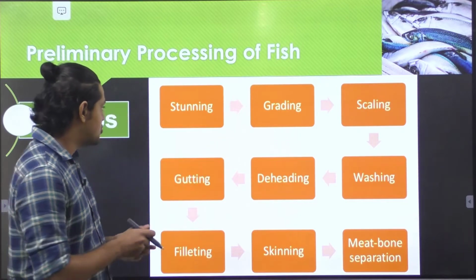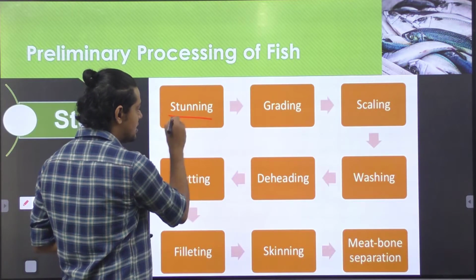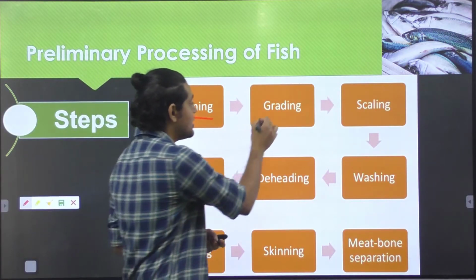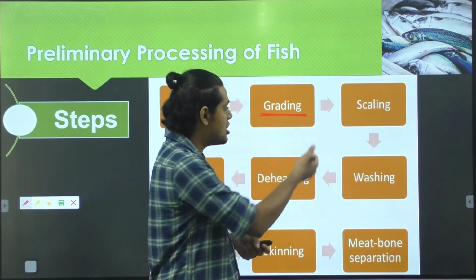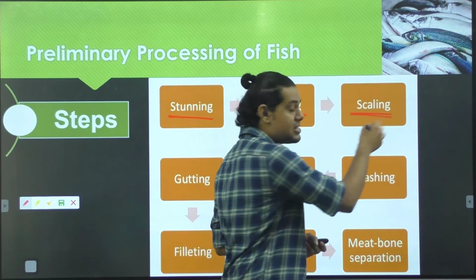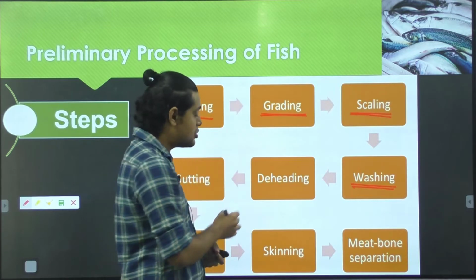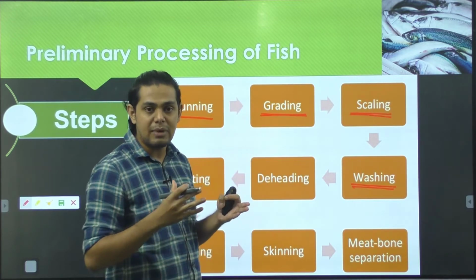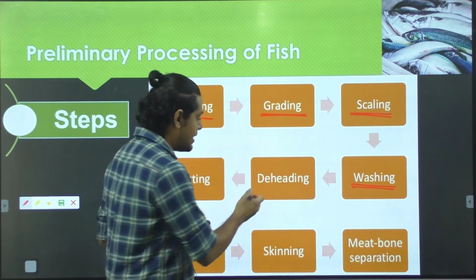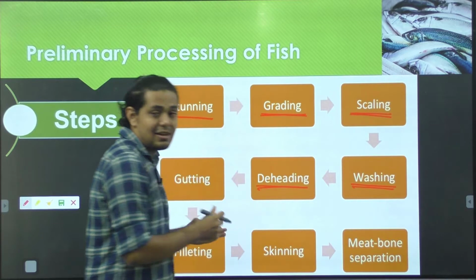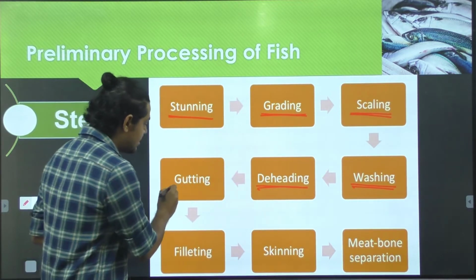The first one is the stunning operation, where the animal is rendered unconscious in a humane manner, and next would be the grading. The grading would be done as per the size and also the type of the fish, and the next is the scaling, where the scales of the fish will be removed, and then it will be subjected to washing to remove any kind of adhered extraneous matter which might contain bacteria and other types of microorganisms. The next one is deheading, where the head as well as the body of the fish will be separated, and then there will be gutting.